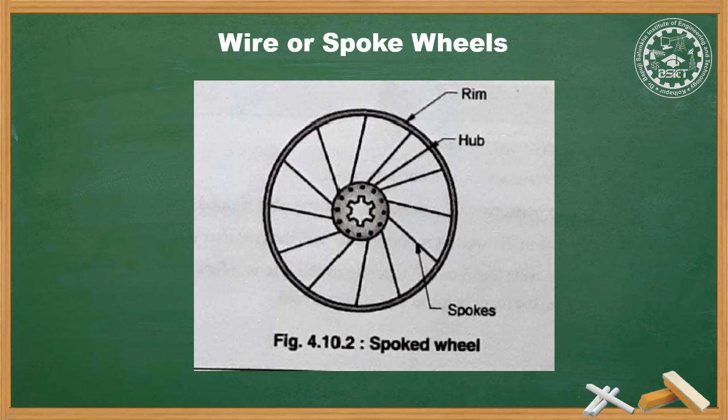These are light in weight, have high strength, provide better cooling of the brake drum, better airflow around the brake drum, and are very easy for changing the wheel as only one nut has to be opened. These are difficult to clean, spokes tend to work loose in service, and these are expensive due to the complicated construction.